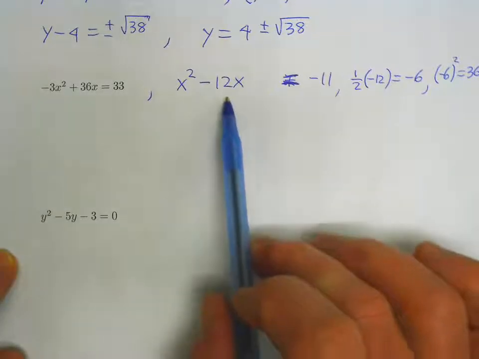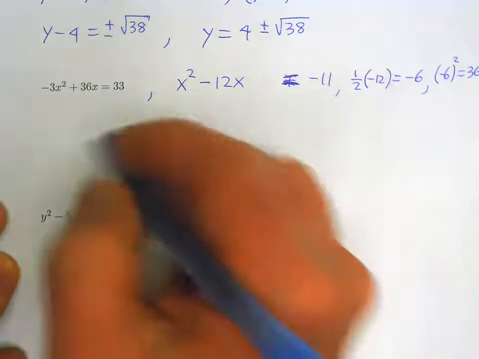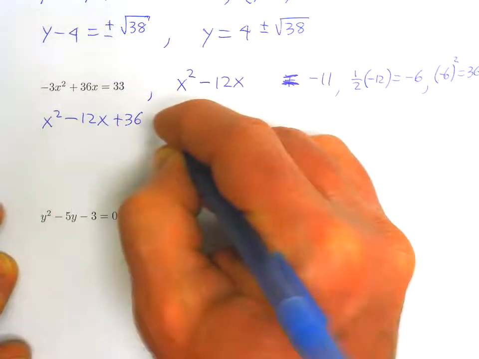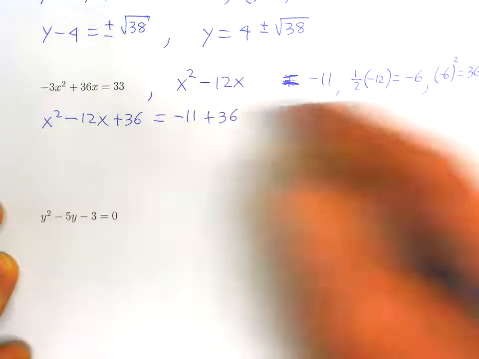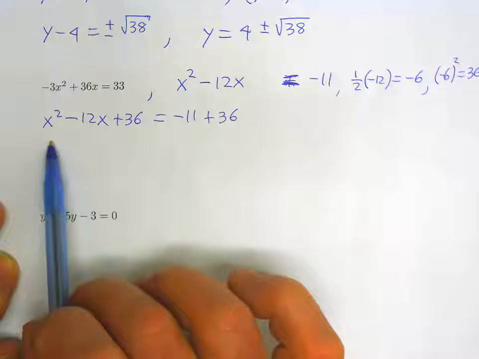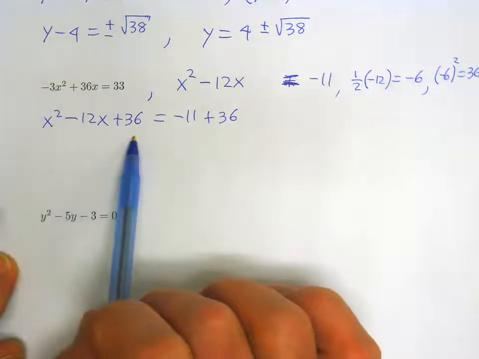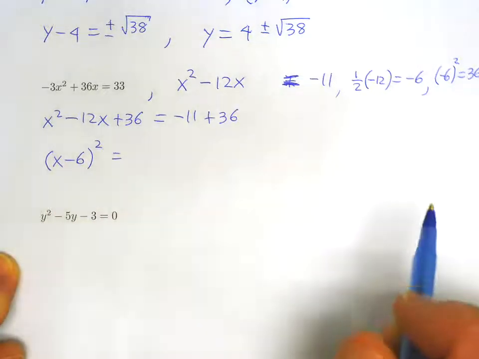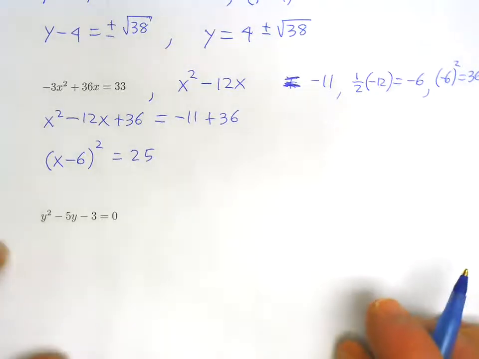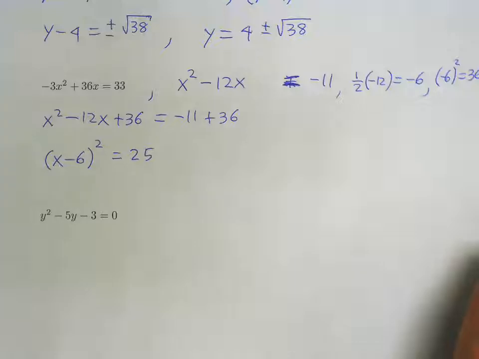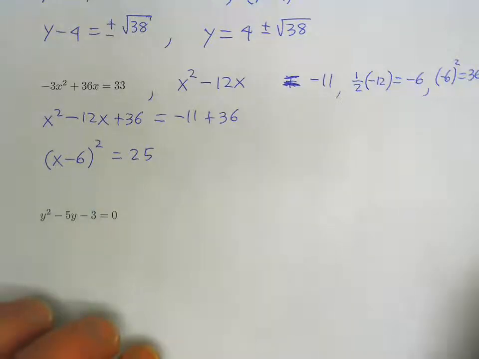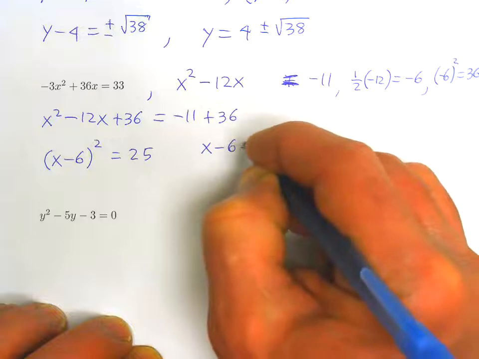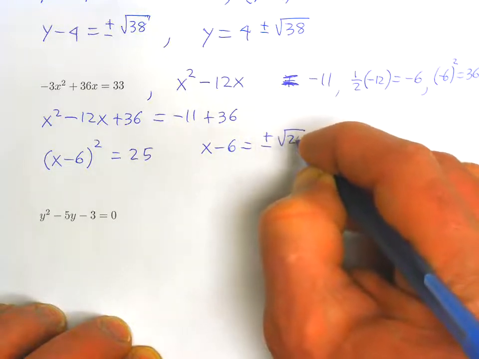Okay, so we're going to add 36 to both sides of this equation. And we get x squared minus 12x plus 36 equals -11 plus 36. This is now a perfect square trinomial, x squared minus 12x plus 36, so we can write it as x minus 6 squared. And the right-hand side, -11 plus 36 is 25. Okay, so now we can apply the square root property. If x minus 6 squared is 25, then x minus 6 is positive and negative square root of 25.